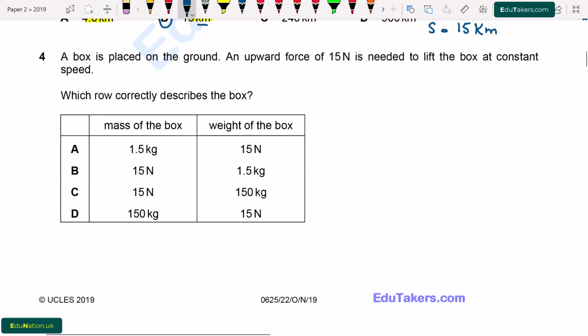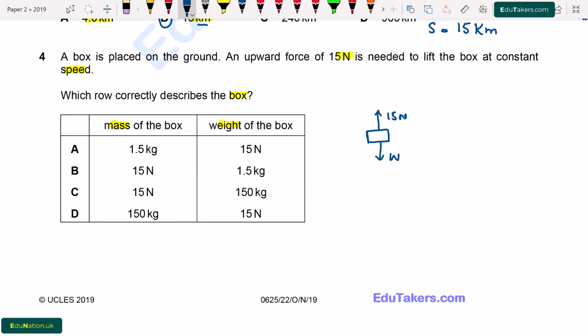Question number 4. A box is placed on the ground. An upward force of 15 Newton is needed to lift the box at constant speed. Which row correctly describes the box? Mass of the box and weight of the box. First of all, here we have a box, and the upward force acting is 15 Newton, while the weight of this box is acting in downward direction.